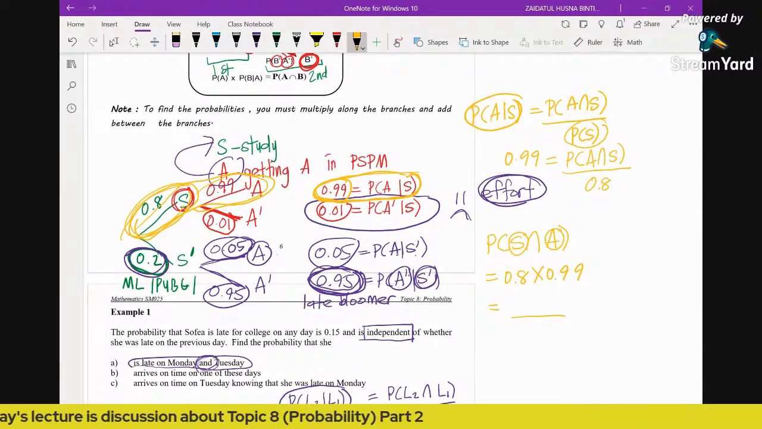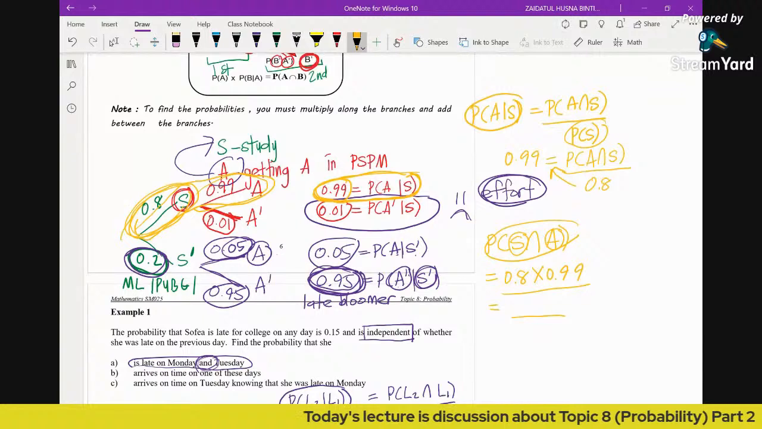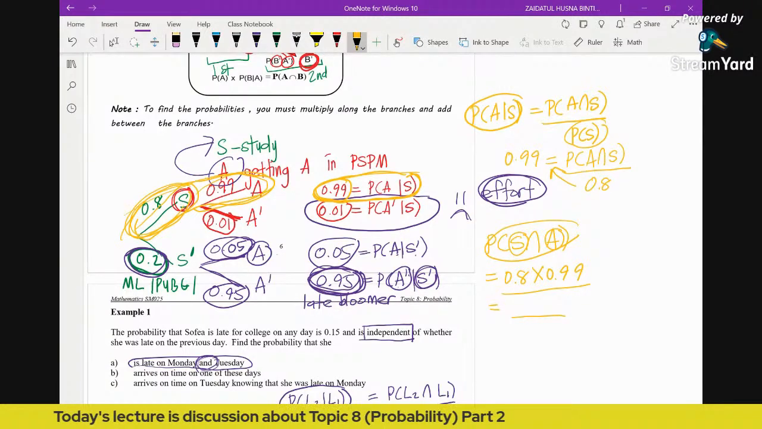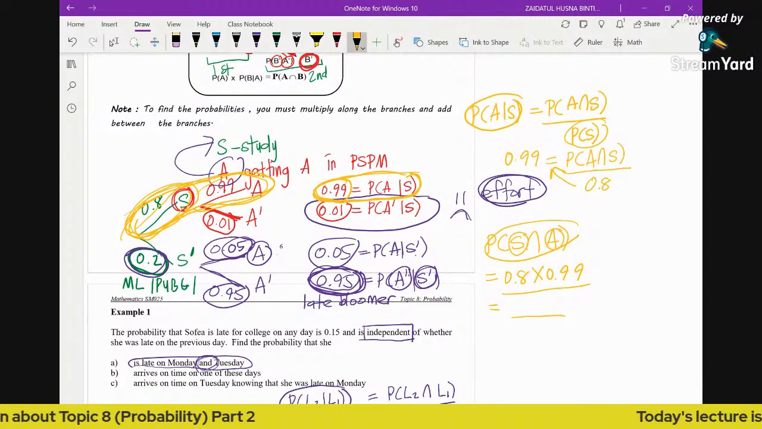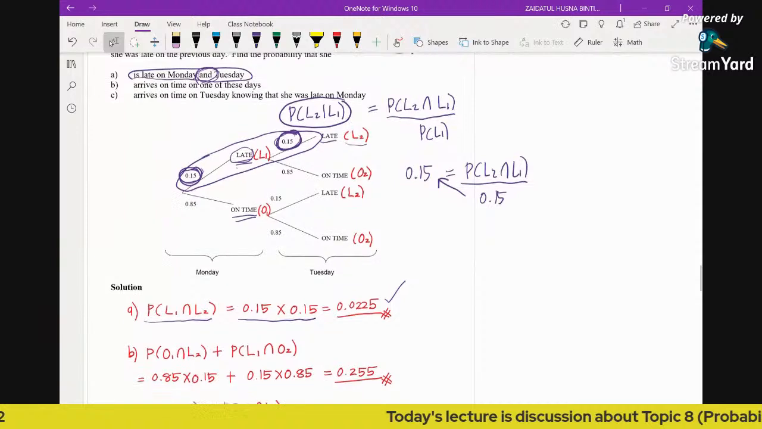So in order to get the intersection, you just cross multiply, so you will get 0.8 times 0.99. So again, whenever you use a tree diagram and you need to find the intersection between two events, you just multiply the probabilities on the two branches. That is how we apply it.